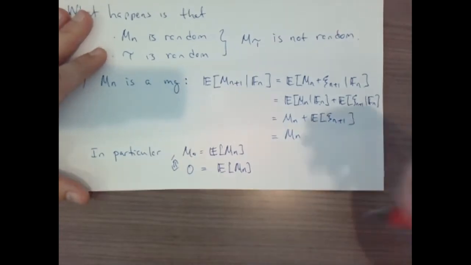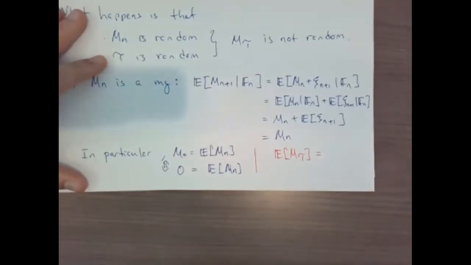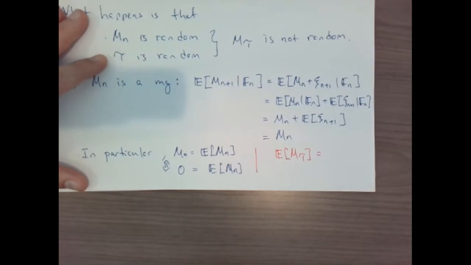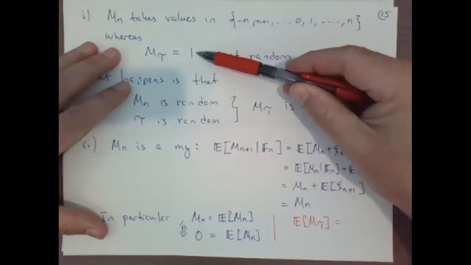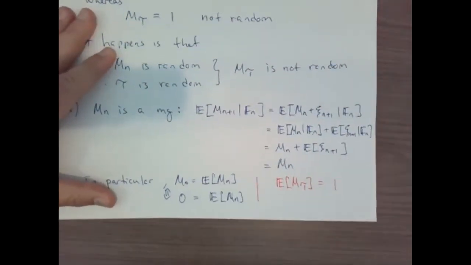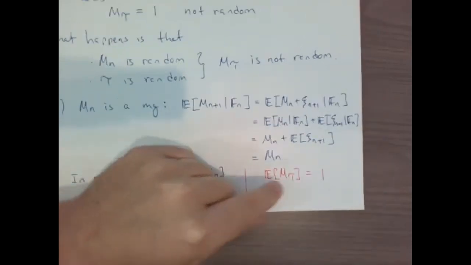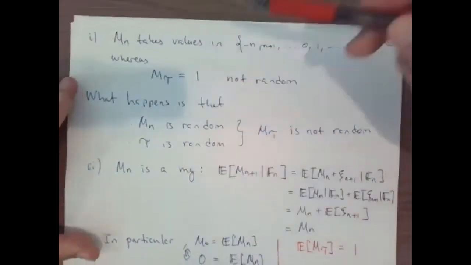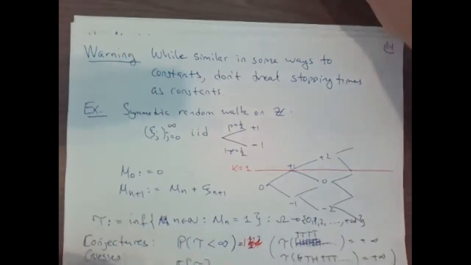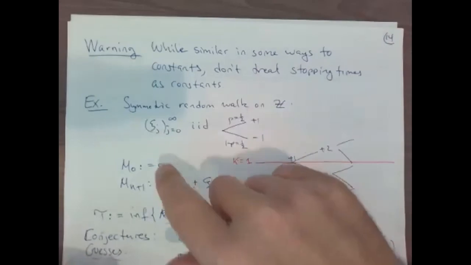But you should contrast this with the expectation of M tau. What is that equal to? Well, M tau is equal to 1. So this here is equal to 1. So while Mn has expectation 0, M tau has expectation 1. These are two things that some students have had issues with in the past. This is my way of trying to warn you a little bit that these stopping times are not to be treated as constants. If you do that, you're going to run into potential problems.